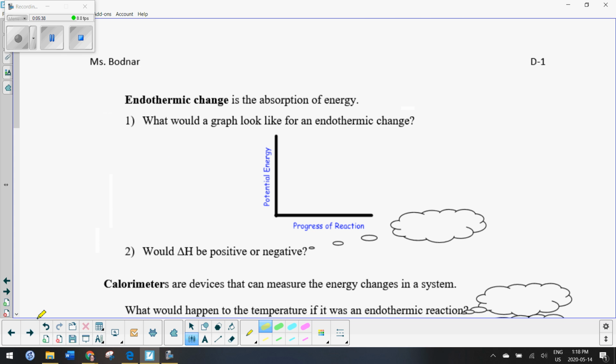So if you have a negative kilojoules, that will tell you that you're an exothermic reaction. Endothermic reaction, on the other hand, is the absorption, so the taking in of energy.